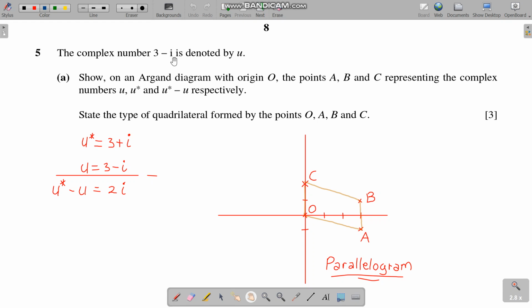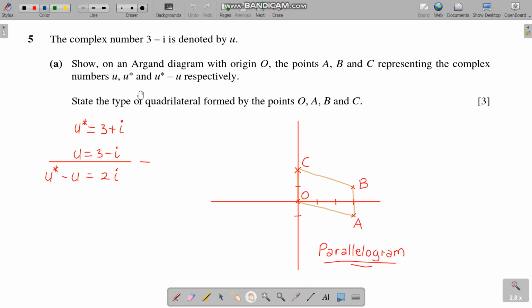The complex number 3 minus i is denoted by u, shown on our Argand diagram with origin O, the points A, B, C representing u, u star, and u star minus u. If u is 3 minus i, then u star, which is the complex conjugate, is almost exactly the same, but instead of minus we use plus. So this is u, this is u star, and when we subtract, u star minus u, the 3s cancel out, so we have i minus minus i, that will be 2i. So we have everything. Now we plot in the Argand diagram.